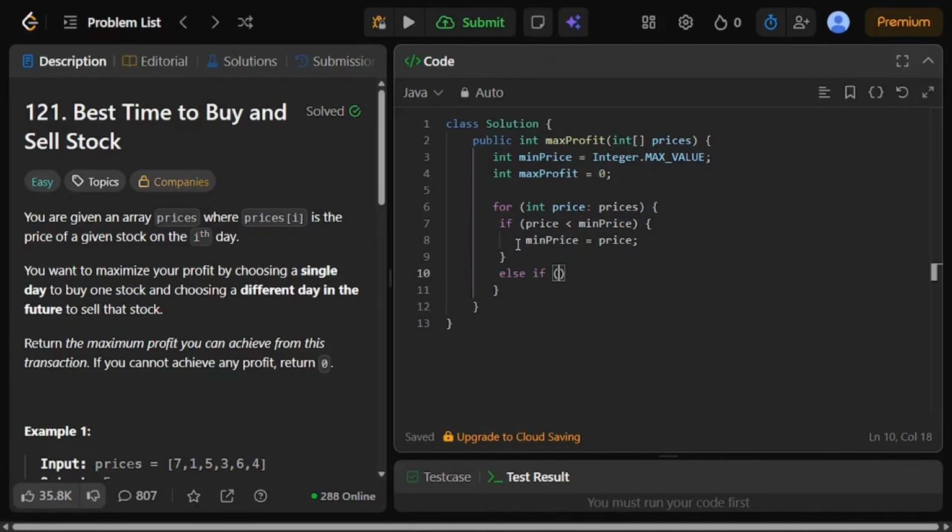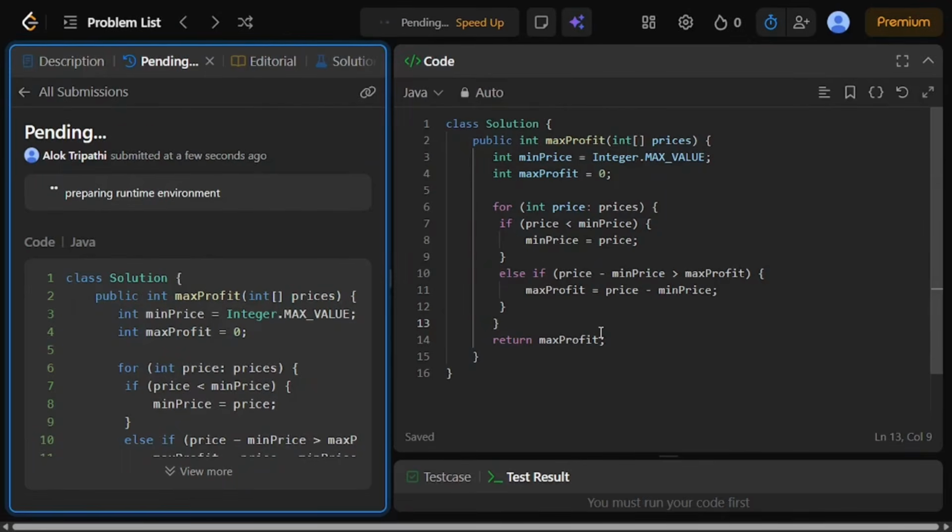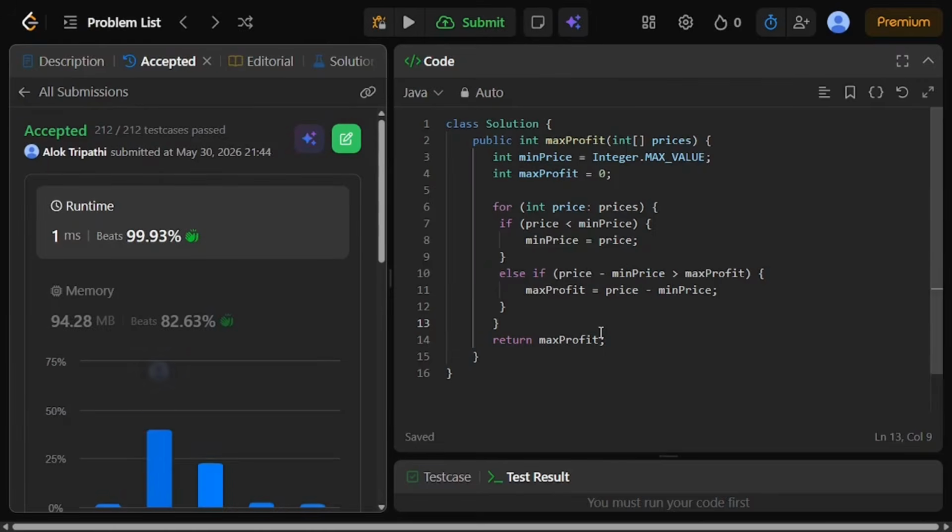Else if, I'll check, am I getting a profit which is greater than my current max profit value? For this, price minus min price greater than max profit. If this condition is satisfied, meaning I can get a value which is greater than max profit, then update it. Now, in the end, I'll be simply returning my answer, which I have stored in max profit variable. Let's now check the output of our code, whether it is running fine or not. Yes, it is, and it is highly optimal.